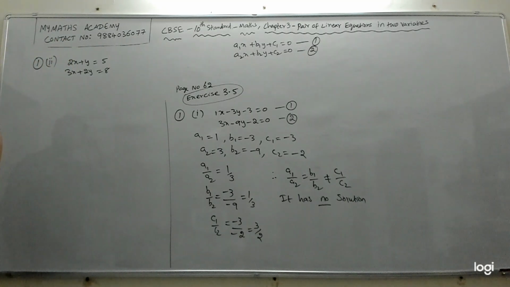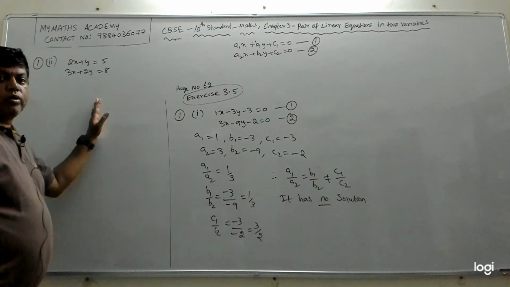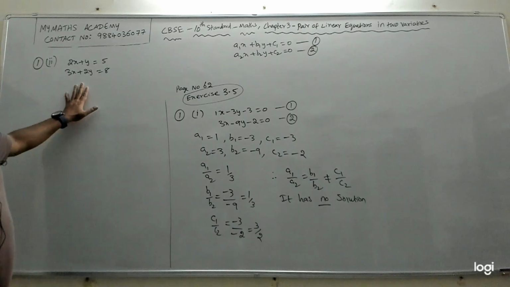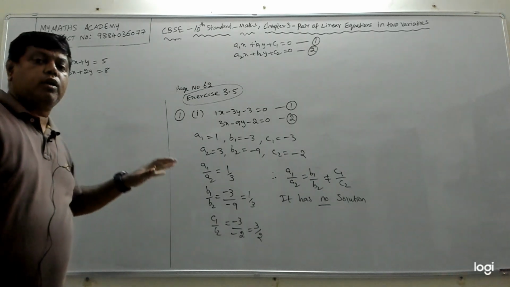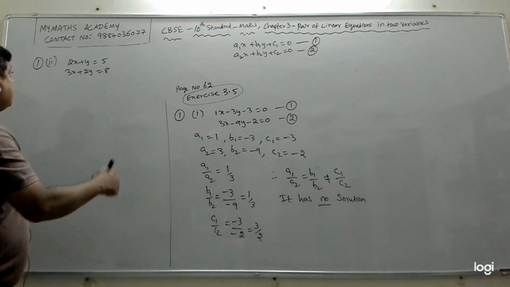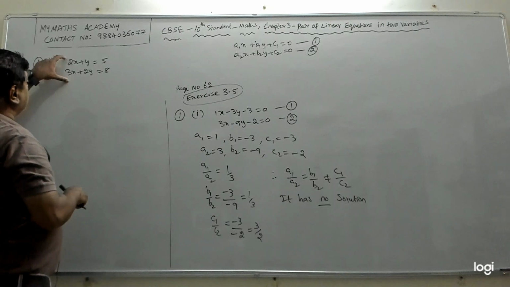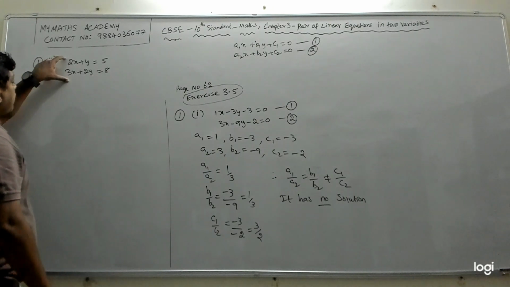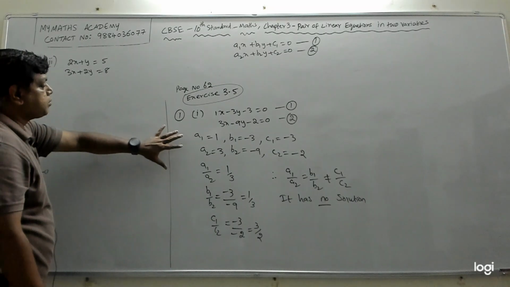Fine. So now we need to check whether it has a unique solution, no solution, or infinitely many solutions. If it has a unique solution, then we need to solve this using the cross multiplication method. So first, to check whether it has a unique solution, no solution, or infinitely many solutions, we should find these ratios. Which means we should find a1, a2.